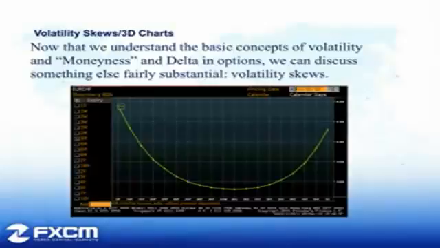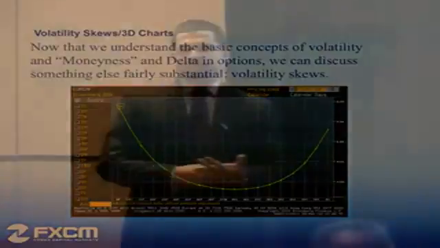So again, we're combining the concepts of moneyness and specifically delta. So again, remember, delta is the amount in price in dollars, or whatever currency the option is priced in. It's the amount that the option will move for every point that the euro-US dollar moves, just to keep things simple.